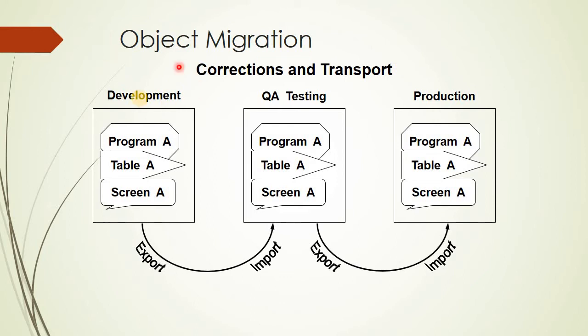So how is an object getting migrated? First of all, we do migration or implementation in the development instance. Then it is exported and imported from the development instance to the QA instance, and then we do checking over there, and once it gets approved over there, then it is moved to the production instance.